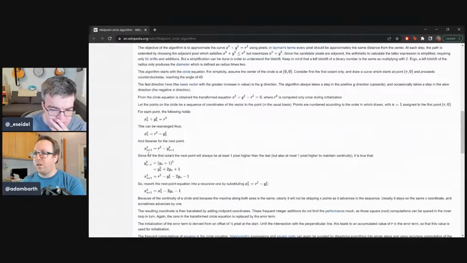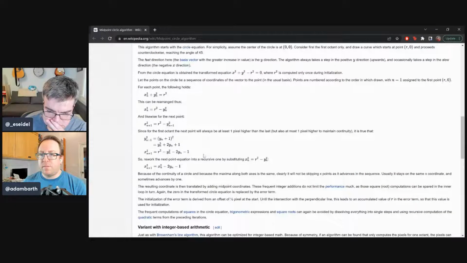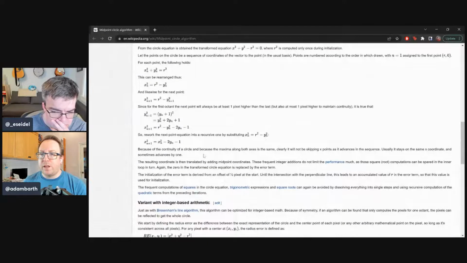Okay. x squared of n plus 1 is equal to r squared minus y squared of n plus 1. So it was that last equation there that I took. So rework the next point equation into a recursive one. That was the equation that I just tried to type in.